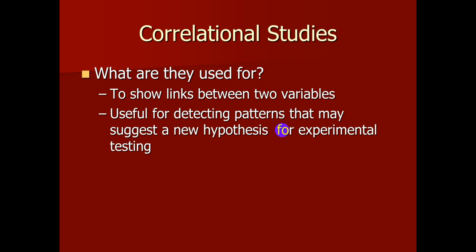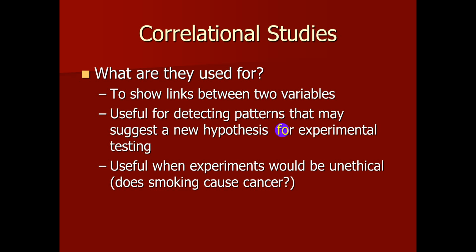They're useful for detecting patterns that may suggest a new hypothesis for experimental testing. And they're also useful when it's unethical to try and find a cause and effect. Does smoking cause cancer? We can't take 50 teenagers and say, okay, you're going to smoke for 20 years and then we're going to check your cancer rates. Obviously, you can't do that, but what you can do is look at people who smoke and look at their cancer rates. But you could only draw a correlational relationship because there are so many other variables that you can't isolate.